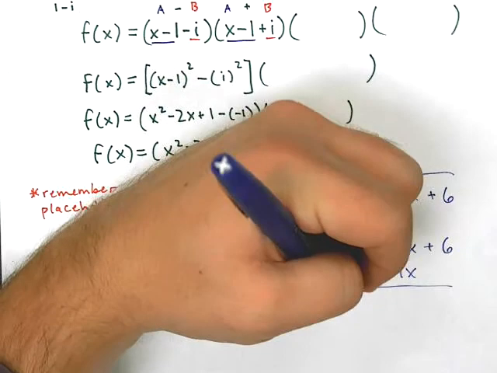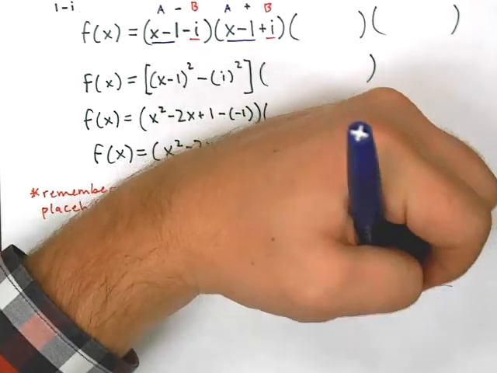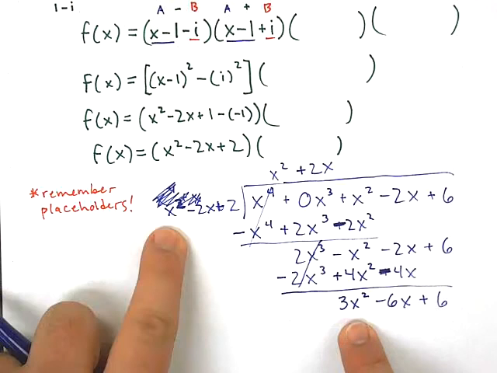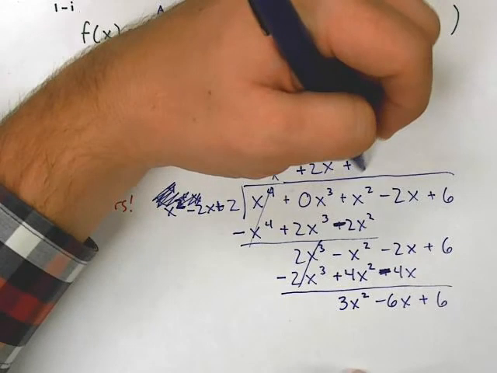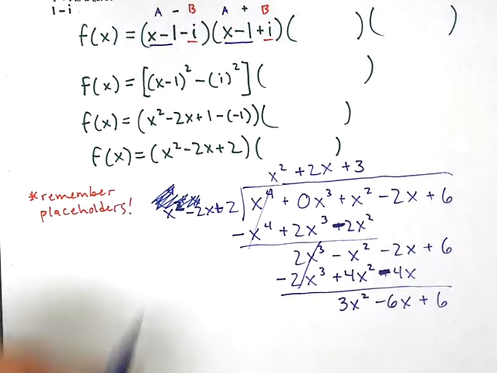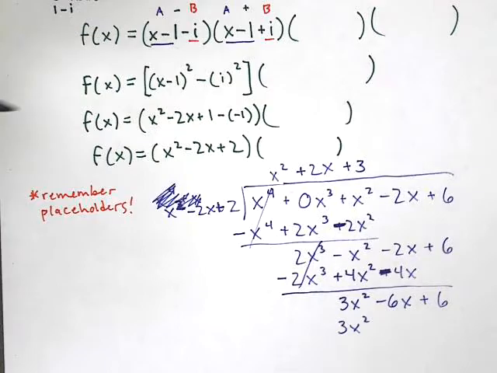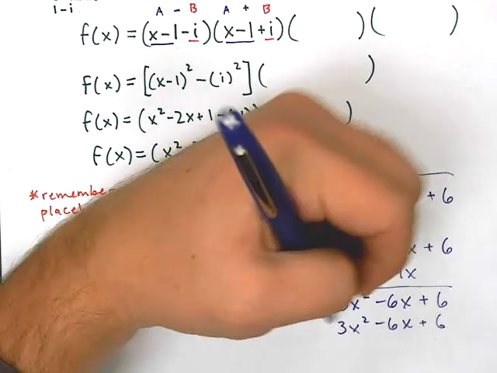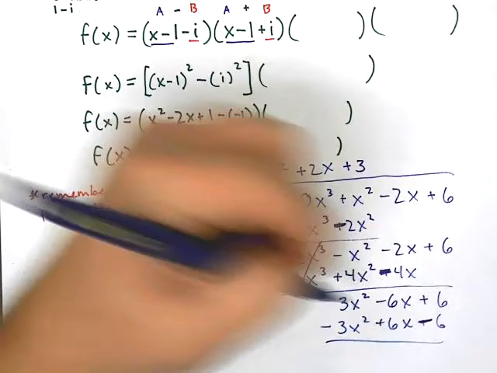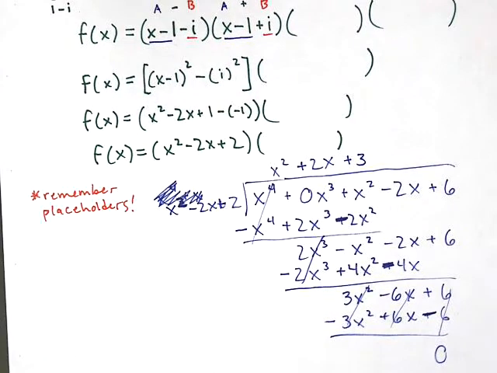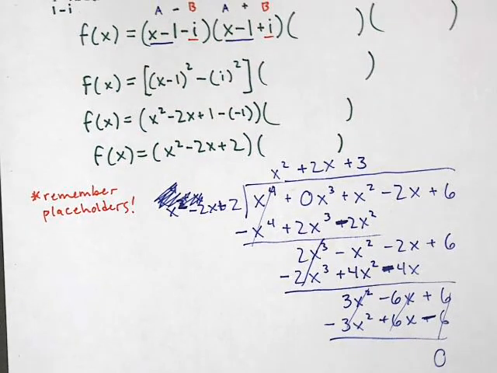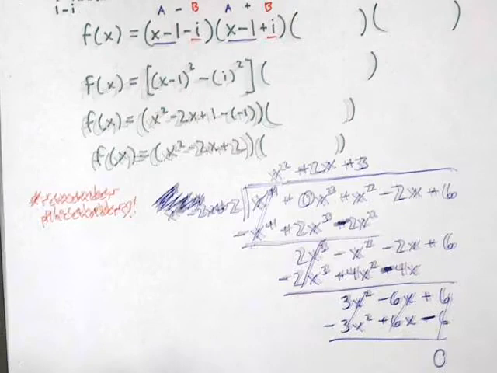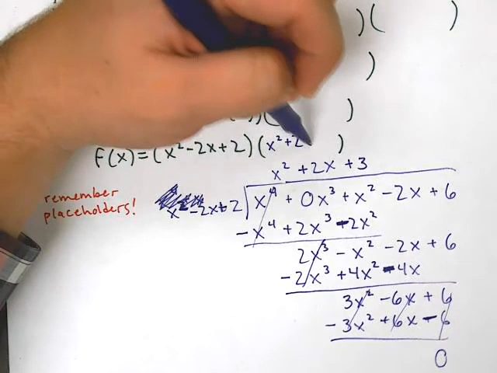Cancel. I now have positive 3x squared, negative 6x plus 6. And I hopefully recognize to get from x squared to 3x squared, I need to multiply by positive 3. Okay, so 3x squared, 3 times negative 2 is negative 6x. Positive 3 times 2 is positive 6. Change all my signs. 0. Okay? I now know that when I divide my original function by this quadratic that I found, I get this quotient of x squared plus 2x plus 3.